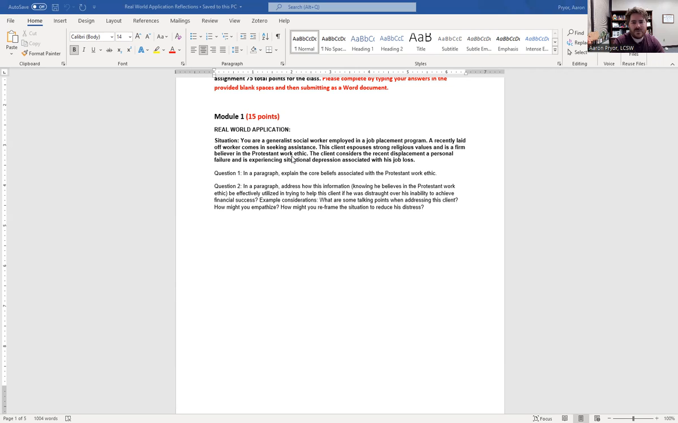So it's kind of a check-in with your readings to make sure you understand what the Protestant work ethic is. Why are we talking about this? Question 2, in a paragraph, address how this information, knowing he believes in the Protestant work ethic, could be effectively utilized in trying to help this client if he was distraught over his inability to achieve financial success. Example considerations: What are some talking points when addressing this client? How might you empathize? How might you reframe the situation to reduce his distress?